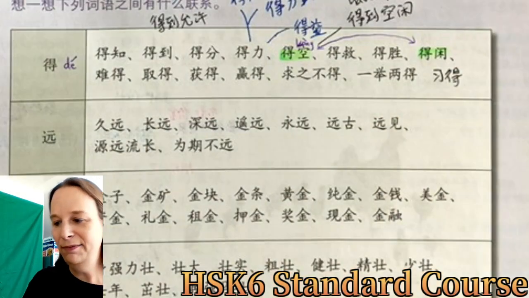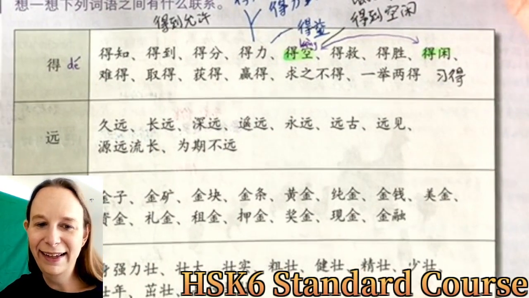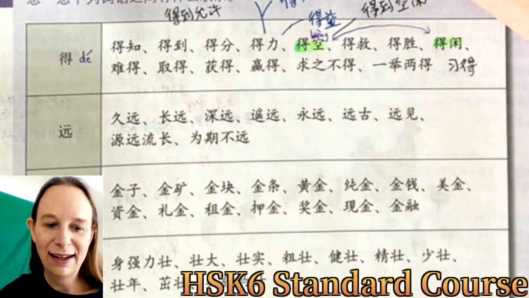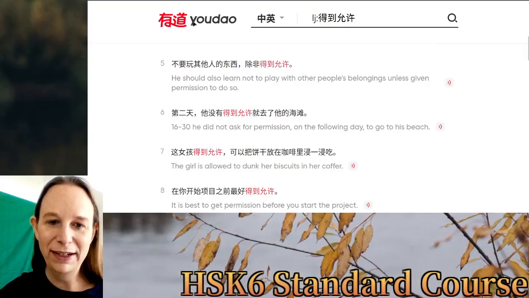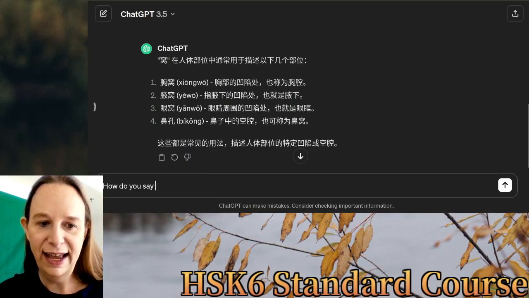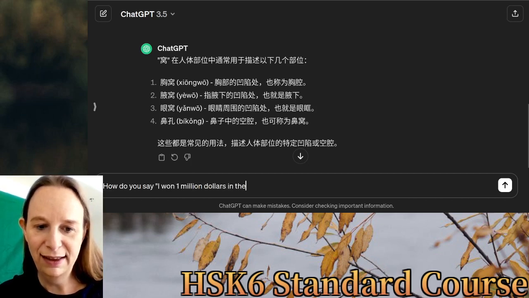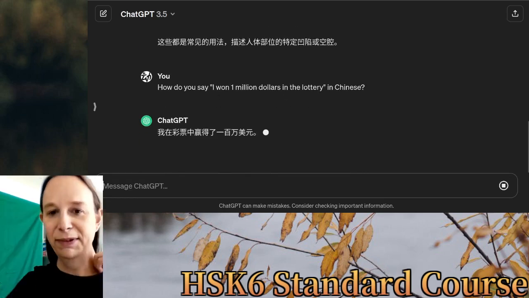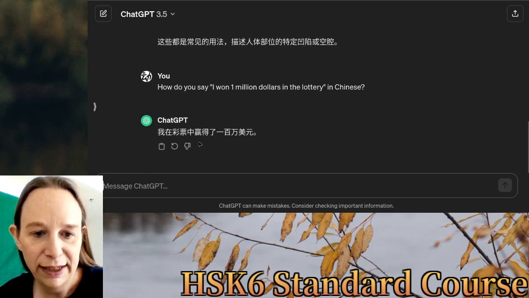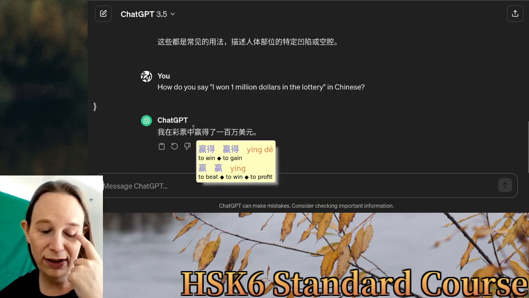How would you express that? In Chinese, you'd say 我中彩票，中了彩票。In the lottery, I won $1 million. How do you say I won $1 million in the lottery? Will ChatGPT use 赢？我在彩票中赢得了。So this one.